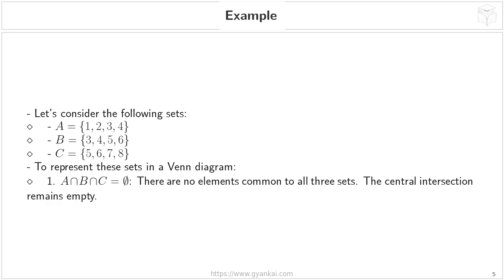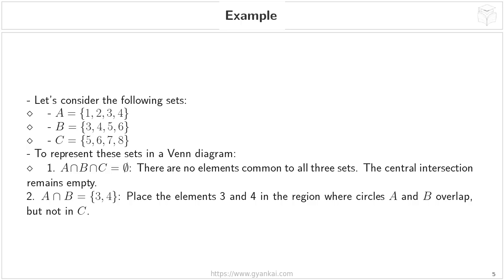The first thing we need to determine is what, if anything, is in the intersection of all three sets. That is, what elements are common to A, B, and C. We represent this as A intersection B intersection C. In this case, looking at our sets, we see there are no common elements. Therefore, A intersection B intersection C is the empty set, which we denote by the symbol for the empty set. This means the very center of our Venn diagram, where all three circles overlap, will remain empty.